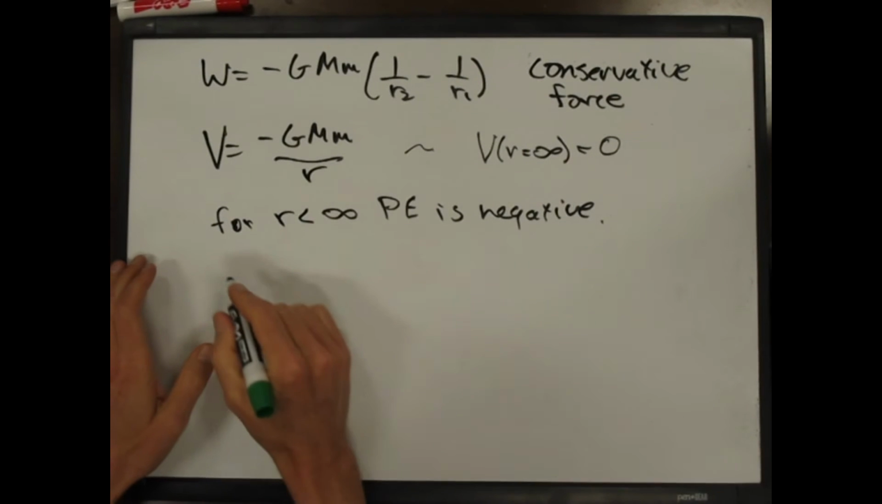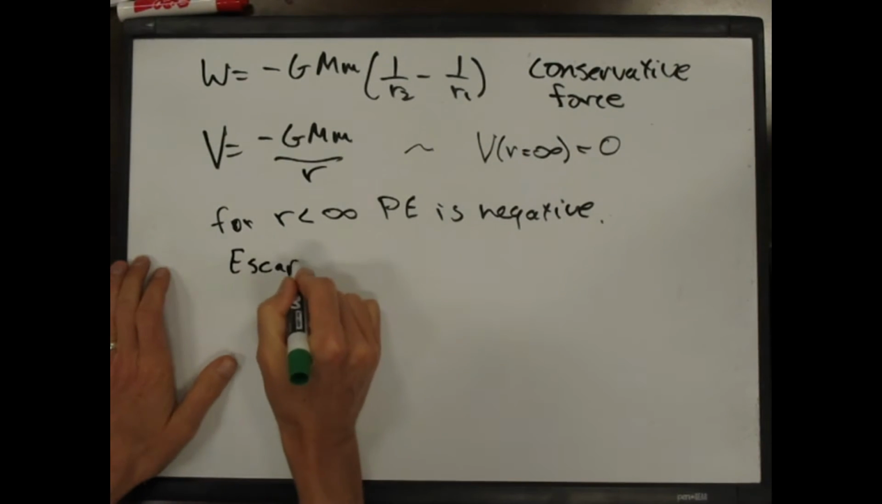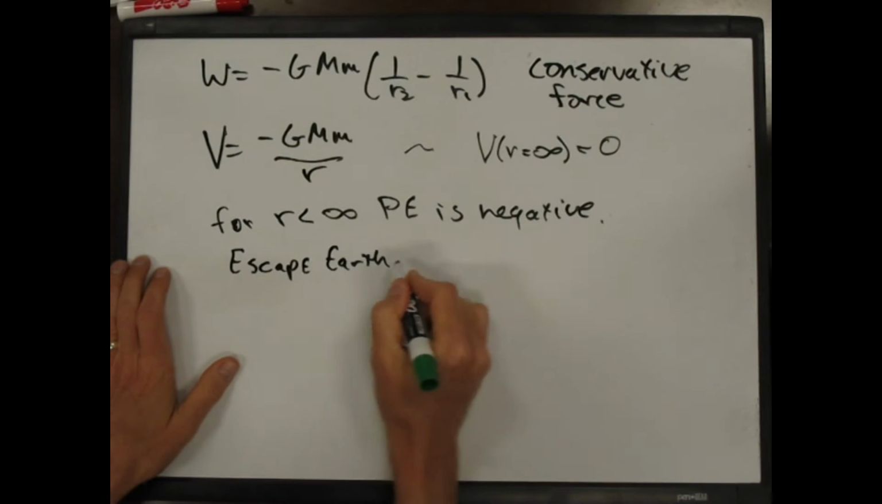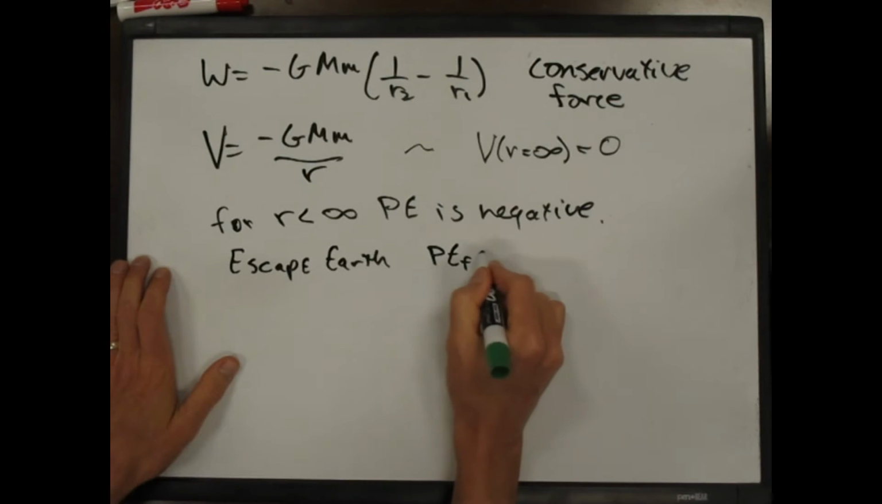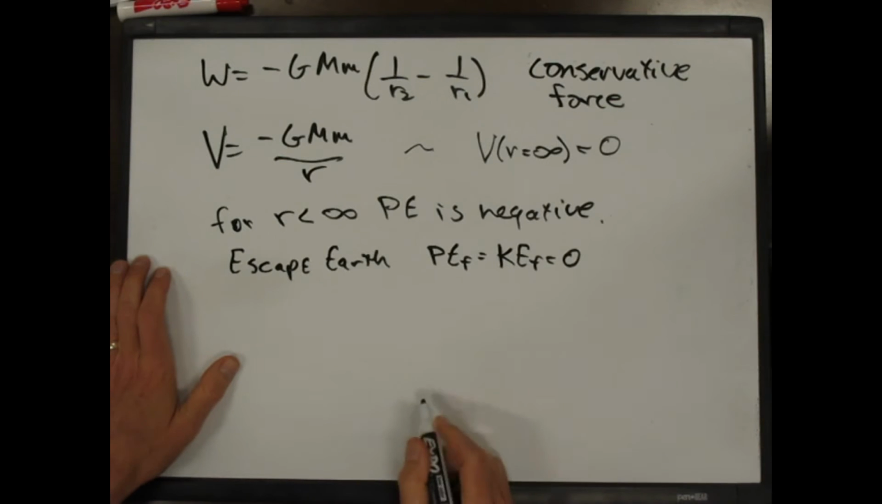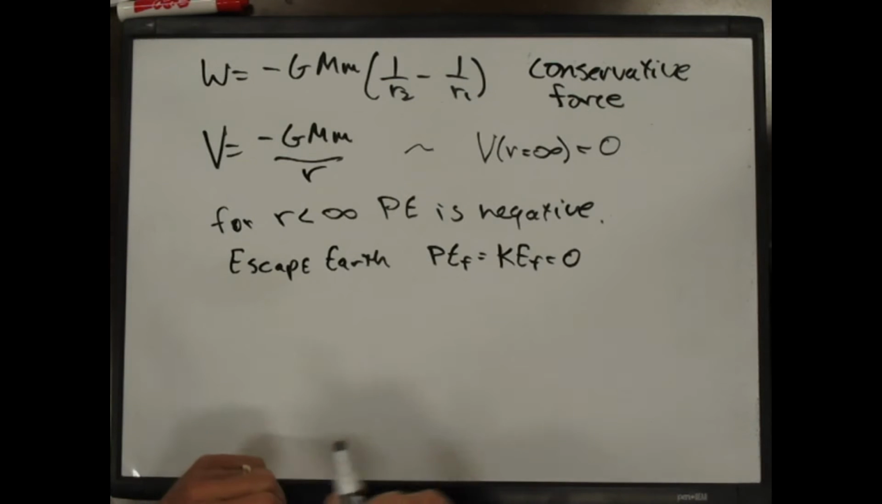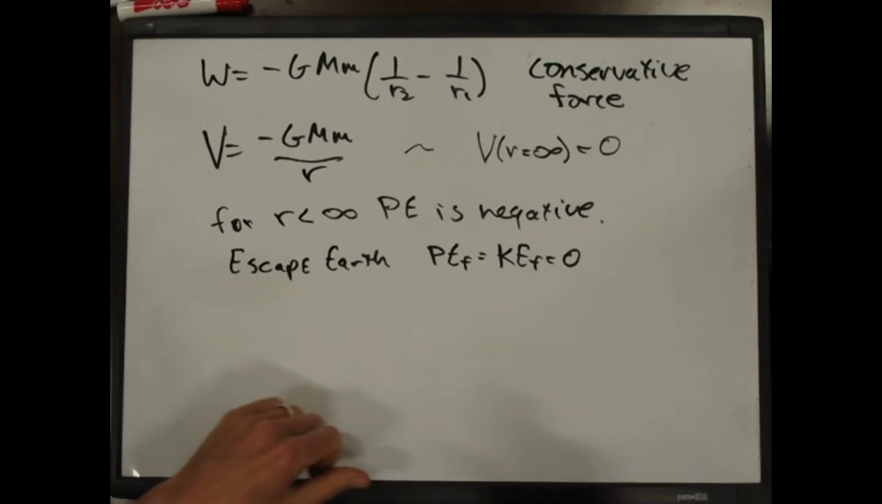So, for example, if we wanted to escape Earth, but just barely escape, we'd say PE final equals KE final equals 0. That would mean that as it left the Earth, it would get all the way to zero potential energy, and when it got there, it would have no kinetic energy left, and so it would just barely escape, right?